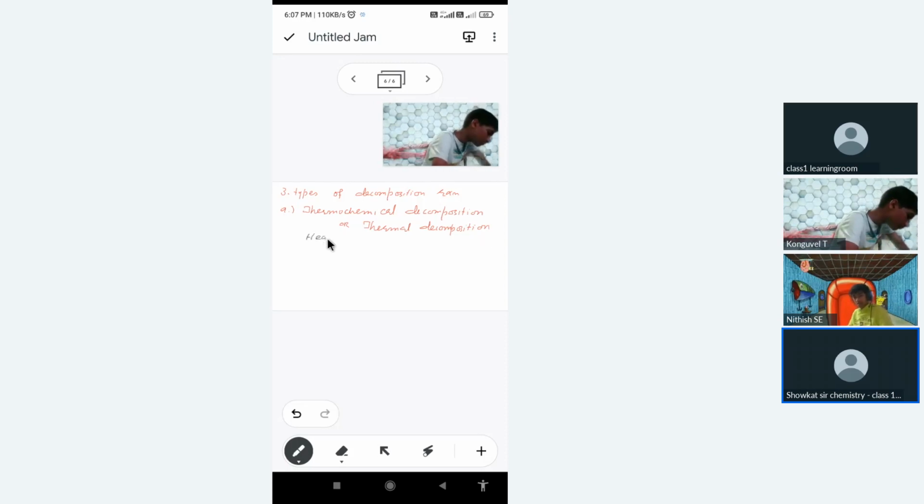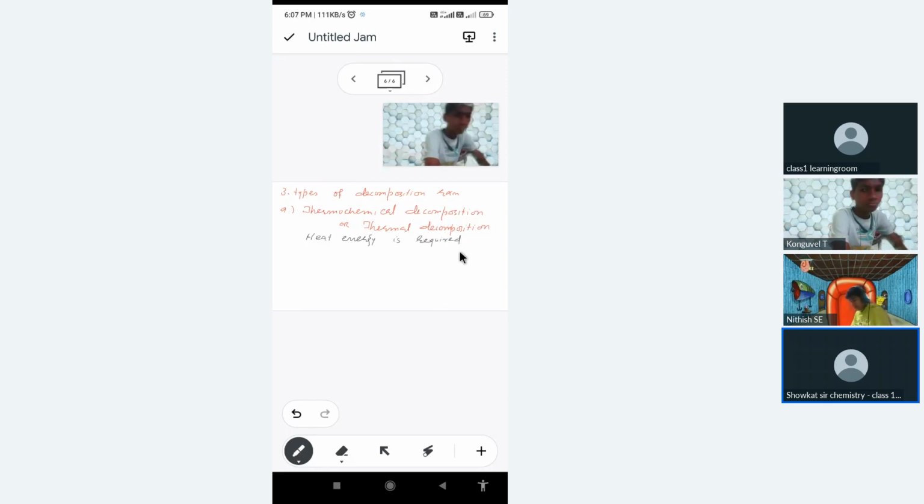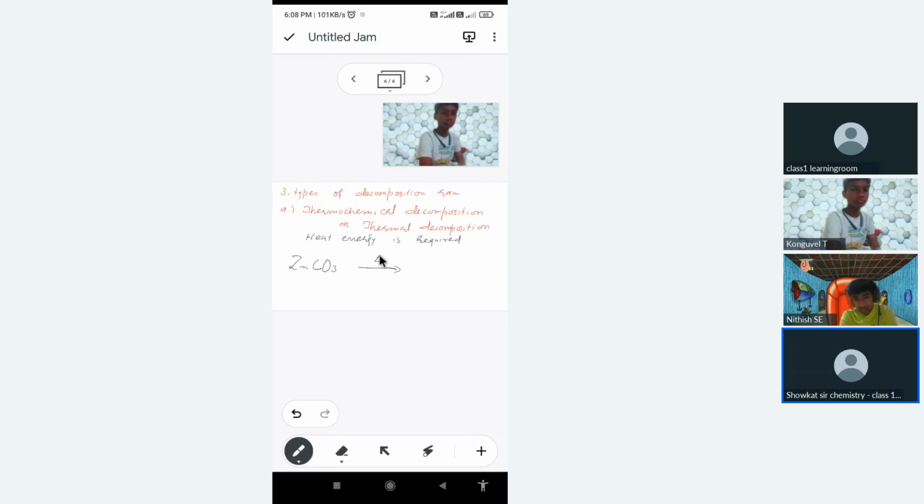Heat energy is required in order to break the reactant or substance into two or more simpler products. So heat energy is the necessary condition in thermal decomposition. For example, if I have zinc carbonate, ZnCO3. In chemistry, we represent heat by this delta sign, this triangle. I hope you know this, right? Yes, sir. So this is the symbol for heat in chemistry. So what will be the product here?